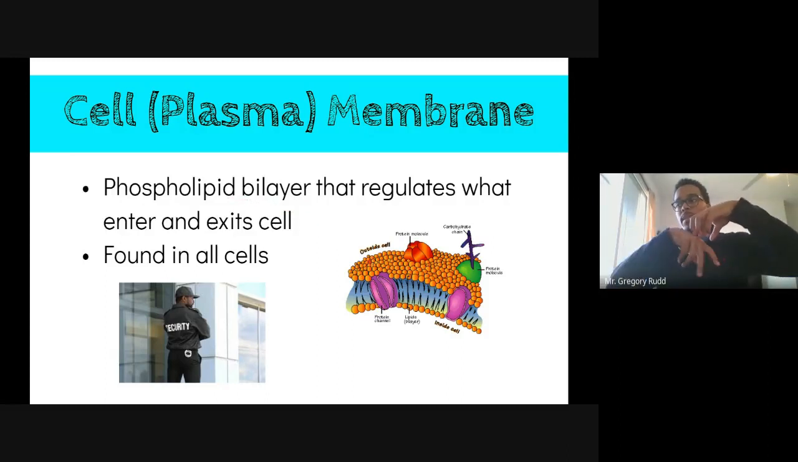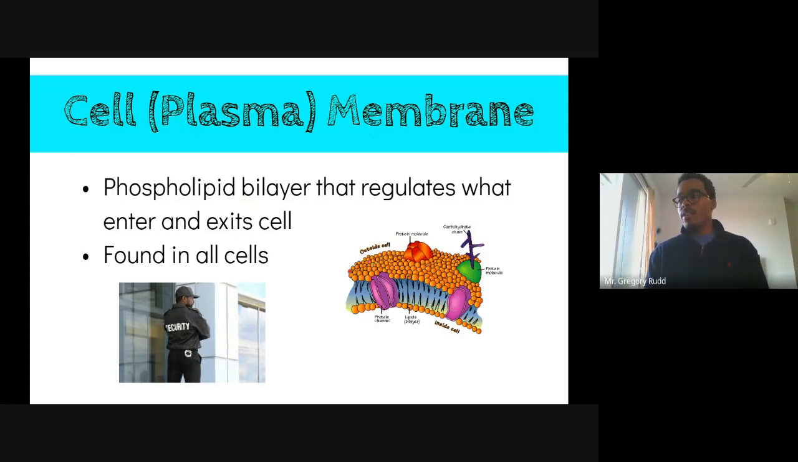All right, so a phospholipid has a phosphate head and lipid tails, and it's called a bilayer because we've got two layers of them. Here's one layer, here's another layer, and they face each other. There's a good reason for that we'll talk about later. So this phospholipid bilayer is made up of two layers that are facing each other. The tails face each other, and the heads are facing outward.